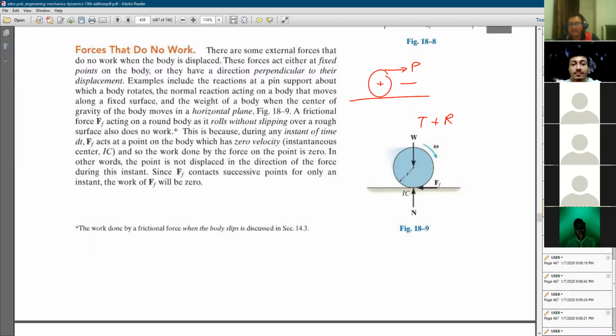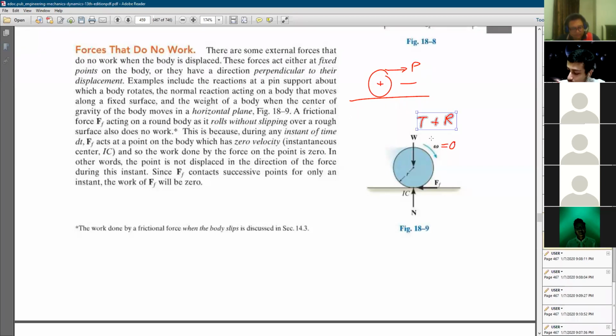If the wheel is not slipping, meaning that it will rotate nicely, then you need to consider both the translation and the rotation. However, if the wheel is slipping, omega here is equal to 0. So what happens is, this term here is 0. We will go through an example, then you will get what it means.